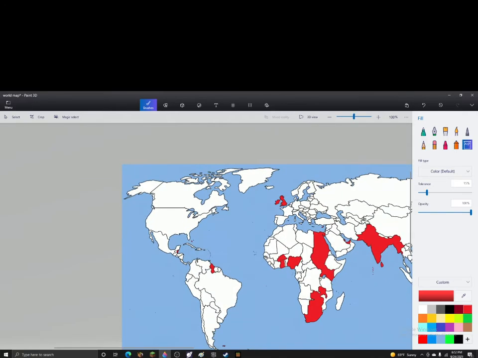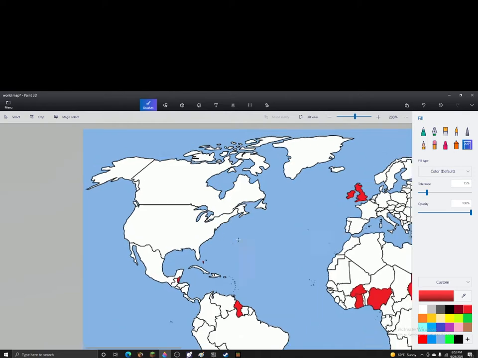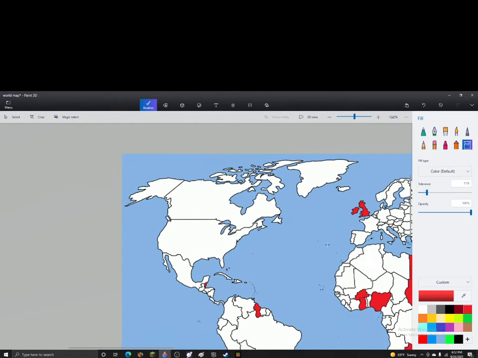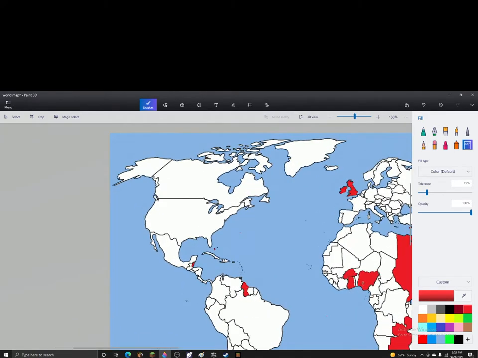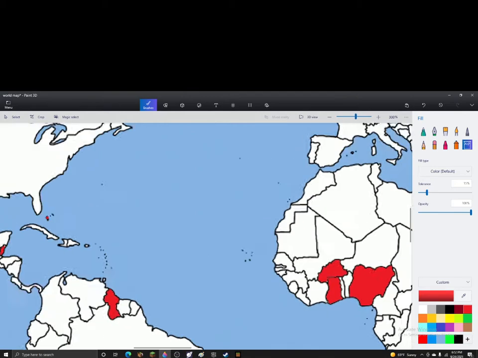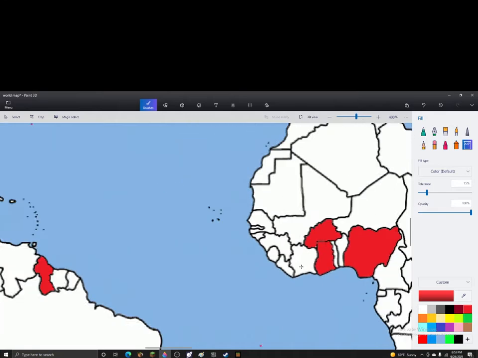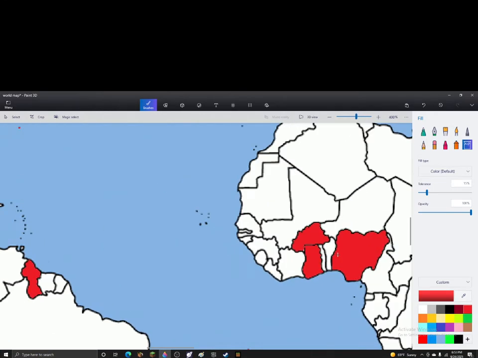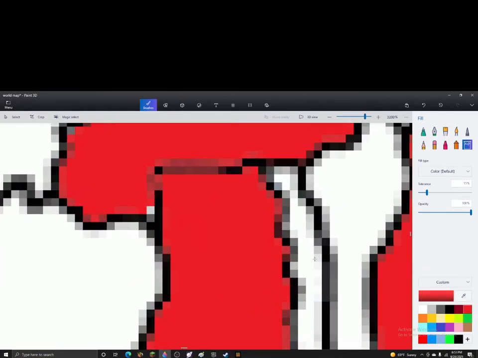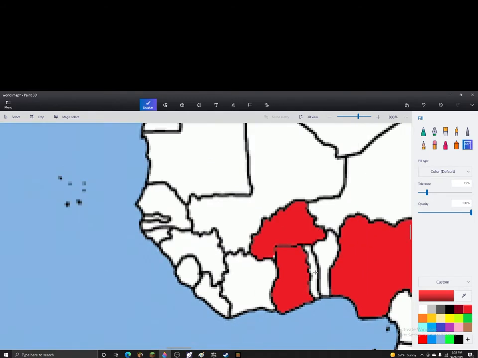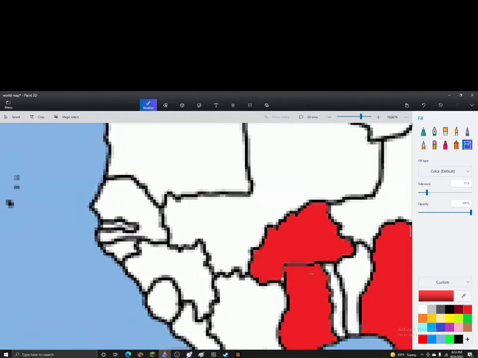Okay. Now, let's see what their first move would probably be. Their first move would probably be uniting the Nigerian and the Central African provinces that touch the coast. They'd probably unite them all like this.